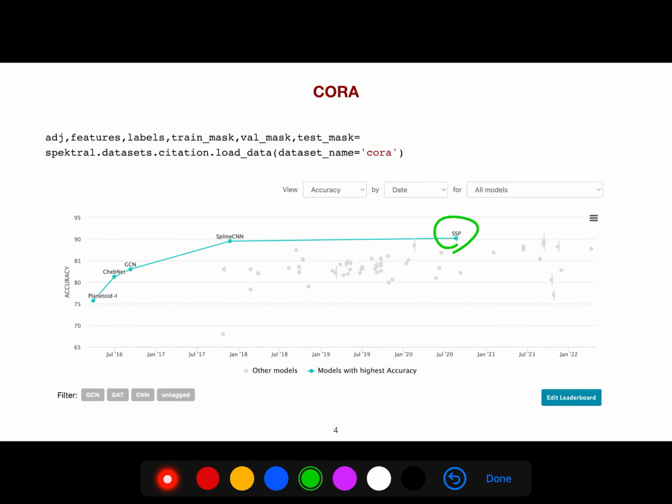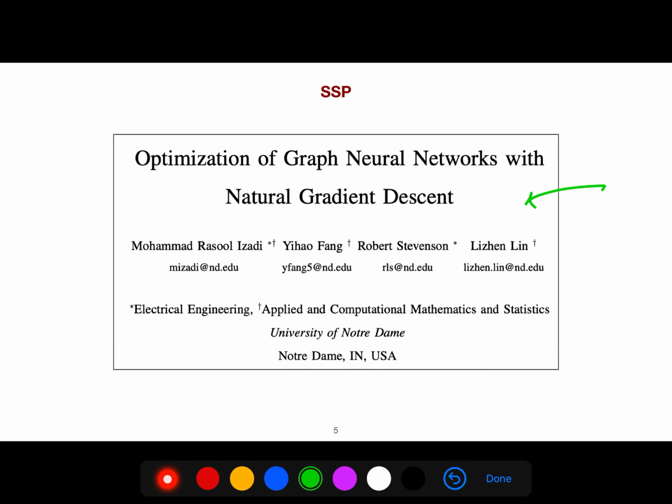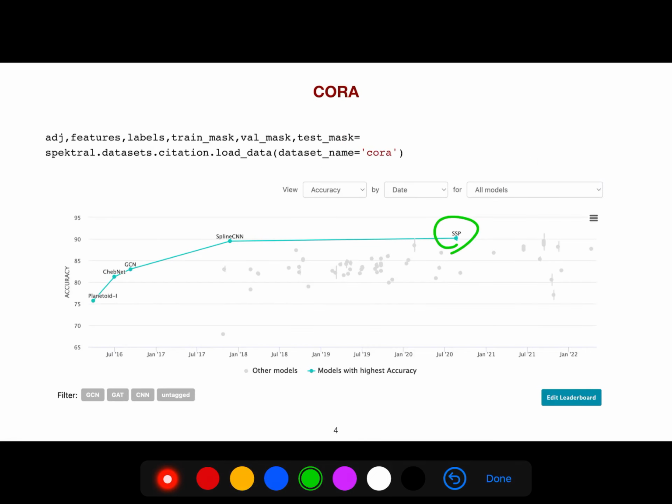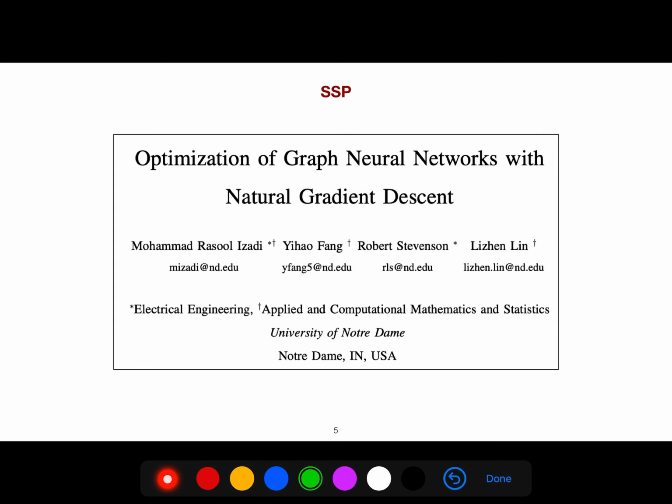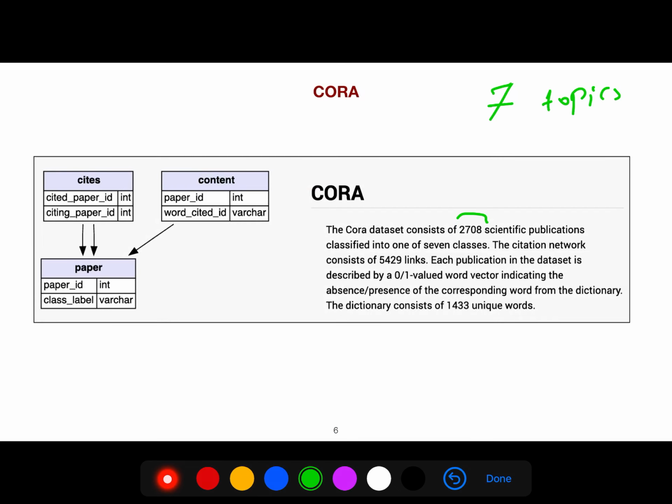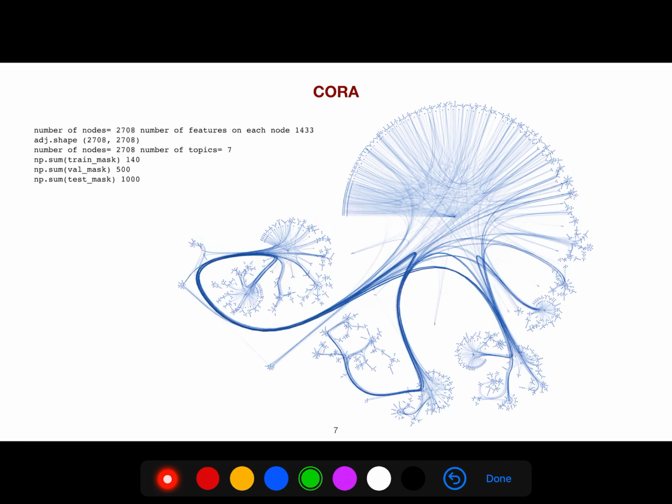So SSP, this article is state of the art on this benchmark. I mean, applying graph neural networks on this benchmark, which is a very nice article. And so CORA is the dataset that we are working on. We want to classify topics based on graph neural networks. And we have this amount of nodes in our graphs. And also we have about 5,000 edges. And this is the graph of CORA.